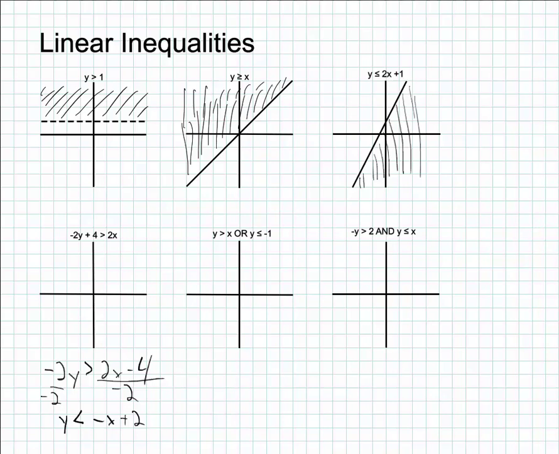So let's graph the line y equals -x plus 2. Of course we use a dotted line because we have a less than sign here, not a less than or equal to sign. So with -x, our slope is going to be -1, and our y-intercept is going to be at 2. So our line will look something like this. And now we want y to be less than, so we can shade in the area underneath that line.